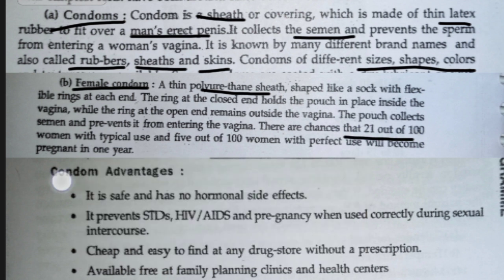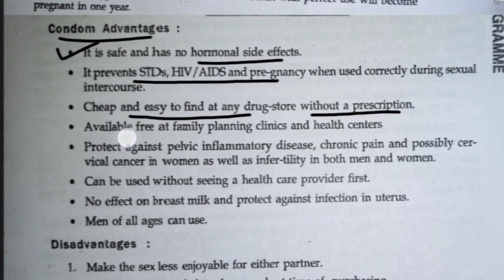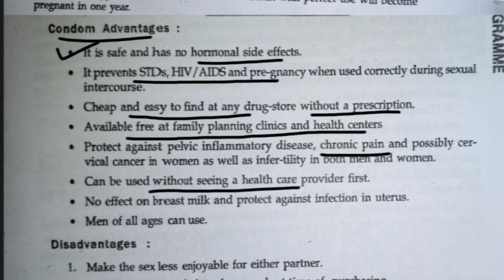Now, what are the advantages of the condom? It is safe to use, there are no hormonal side effects, and it protects us from sexually transmitted diseases. It is available in all pharmacies and there is no need of a doctor's prescription. It is even available in family planning clinics and other health centers also, and it will not cause chronic pains. Those conditions will be reduced if couples use condoms. And there is no need of a doctor's advice for using condoms. It will not affect breastfeeding, and men of all age groups can use these condoms.